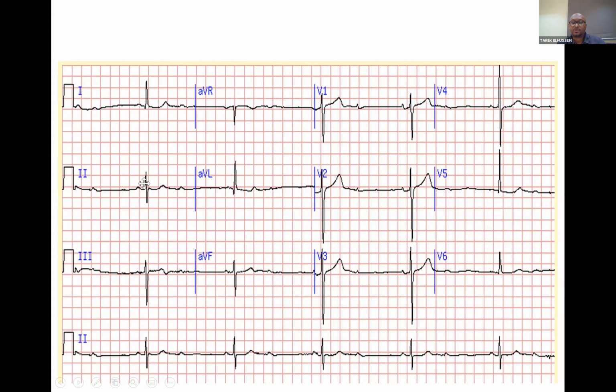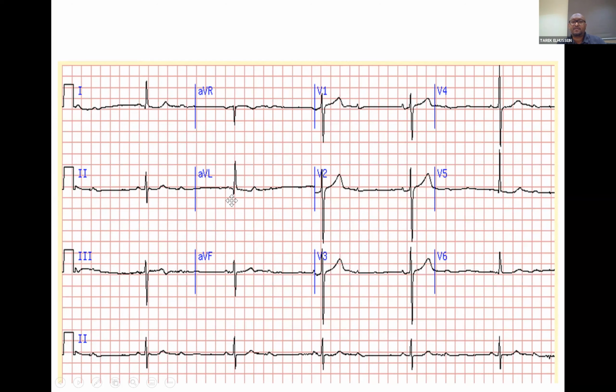So to call it left anterior hemi block, you need a tiny Q and tall R in V1, and tiny R and deep S's in the inferior leads. What further supports the diagnosis is when I see poor R wave progression and deep S waves in V5 and 6. Okay, so all of that is not here. So this is not the left anterior hemi block.